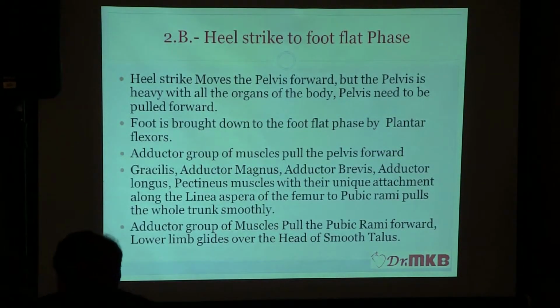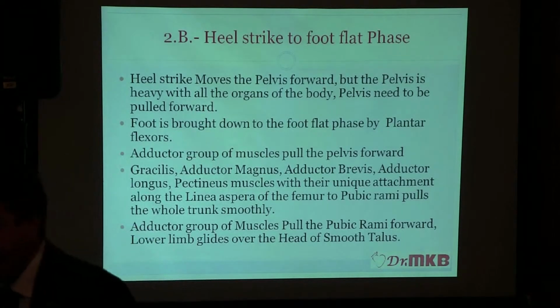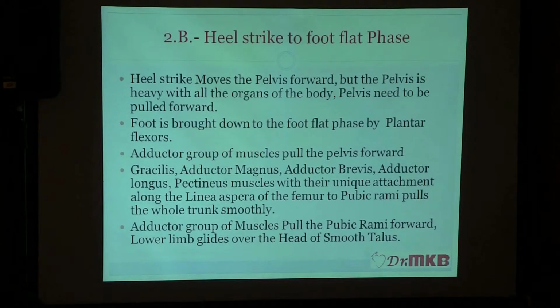We have so many adductors. Heel strike moves the pelvis forward, but the pelvis is heavy with all the organs of the body. The pelvis needs to be pulled forward. The foot is brought to the foot flat position by the FHL. The adductor group with its unique attachments pulls the pelvis forward. The adductor group of muscles attach to the pelvic rami.